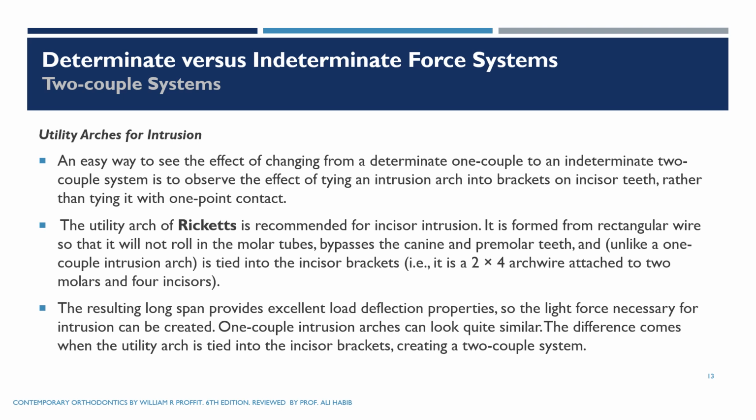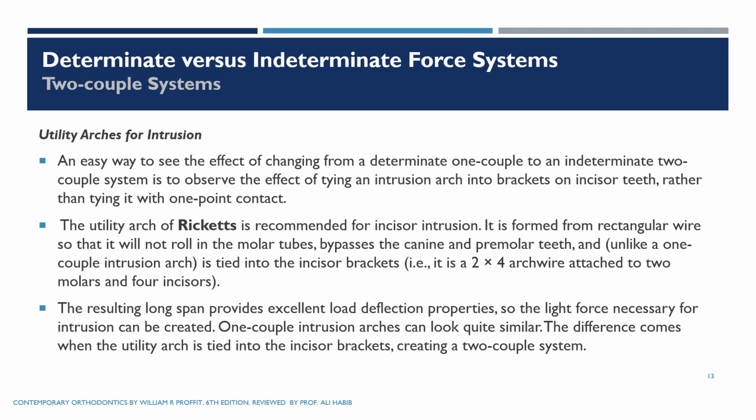And basically, the difference between the intrusion arch and the Ricketts arch is that the utility arch, which is the Ricketts arch, has a longer wire that bypasses the occlusion at the area of premolars and canine, so it won't be distorted. Adding this wire helped to make it very flexible, with excellent load deflection properties, which make it suitable for intrusion because you can control it to apply light force over a longer period of time.